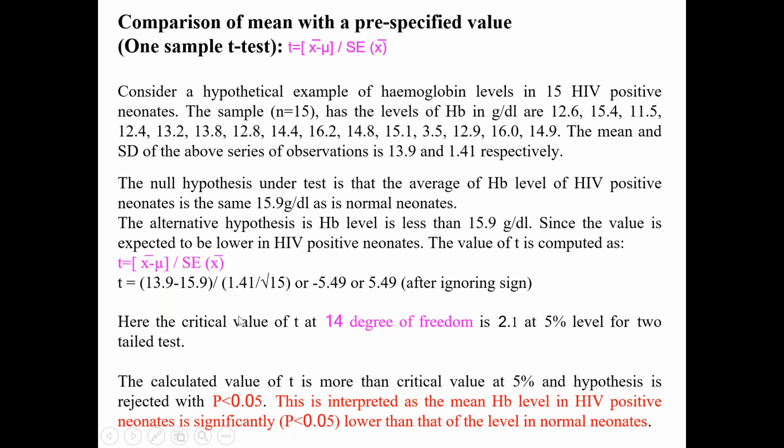Now the critical value. I told you that there is a T distribution table. From the T distribution table, I try to locate this value 5.49, at the p value 0.05 level, that is the 5% level. I'll just show you the T distribution table.